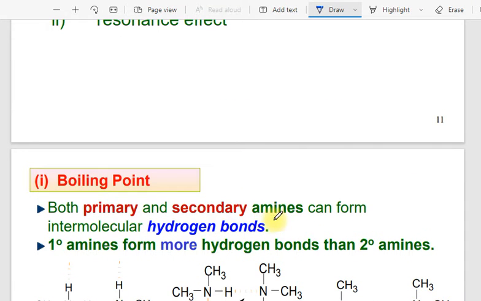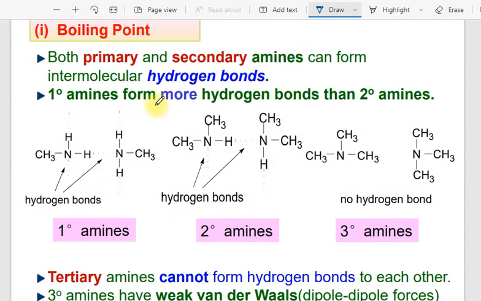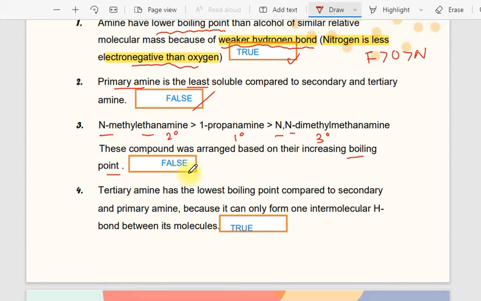Primary and secondary amines can both form hydrogen bonds, but primary amine forms more hydrogen bonds. That's why it has the highest boiling point, so this statement is false. By right, 1-propanamine has the strongest one, followed by N-methylethanamine, and then the weakest one is this one.